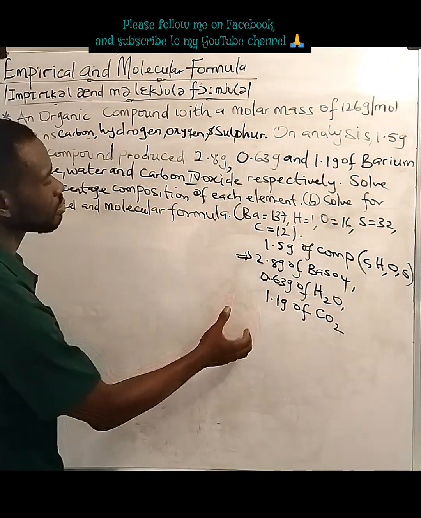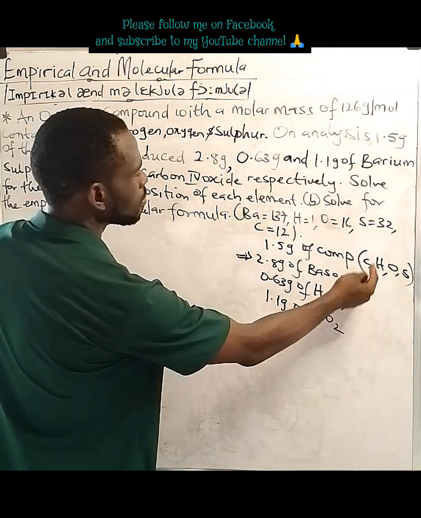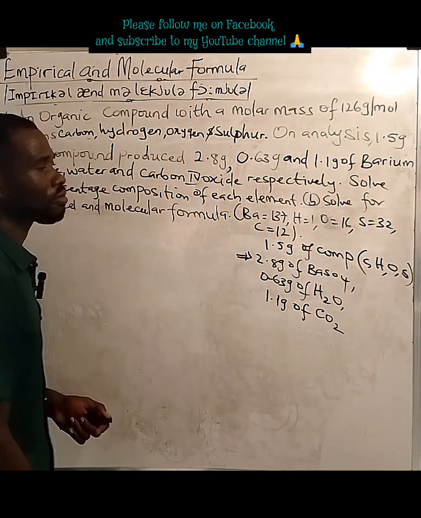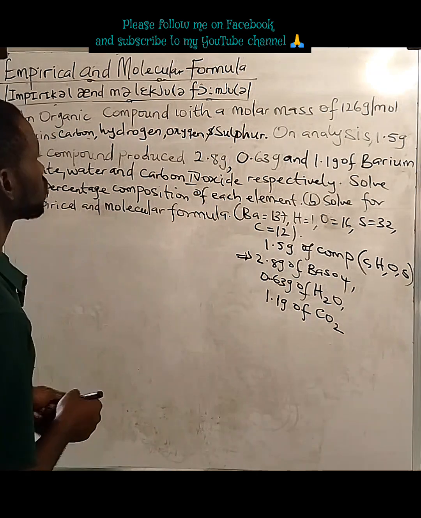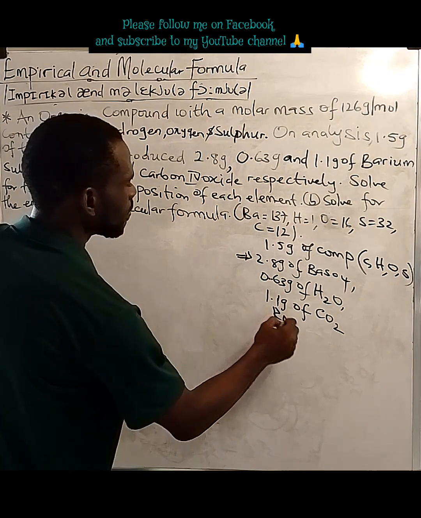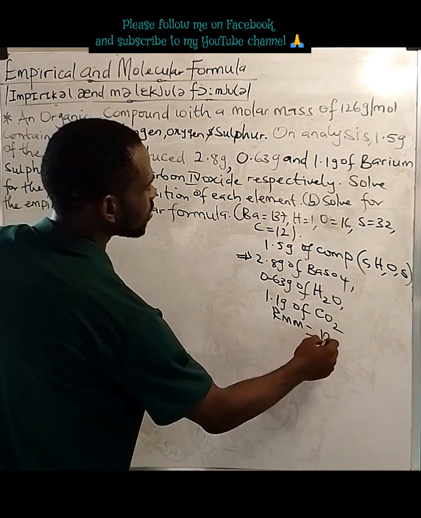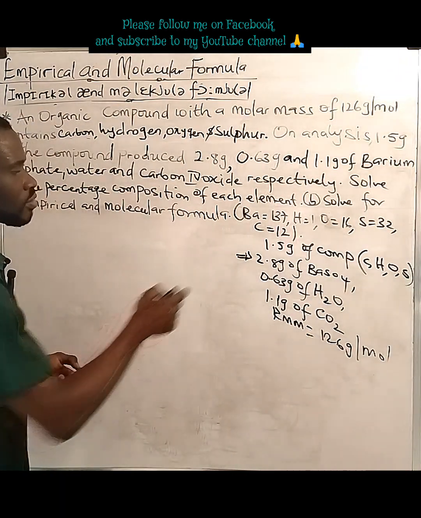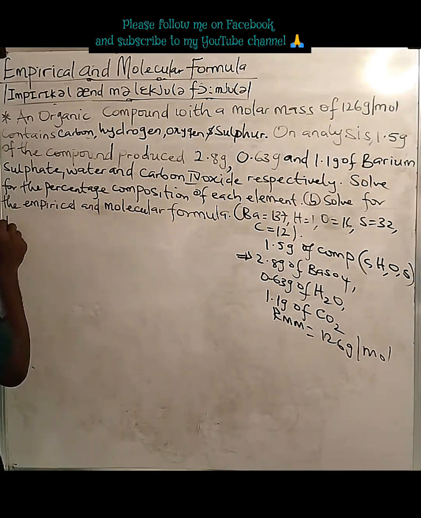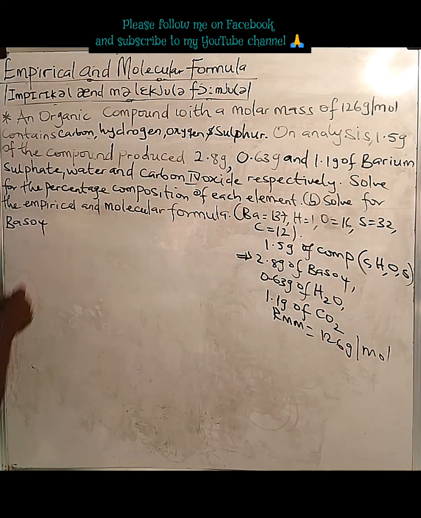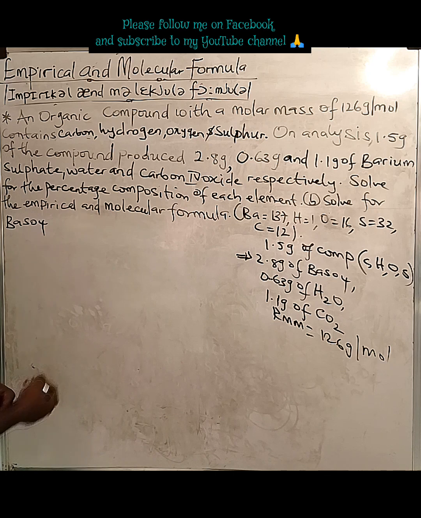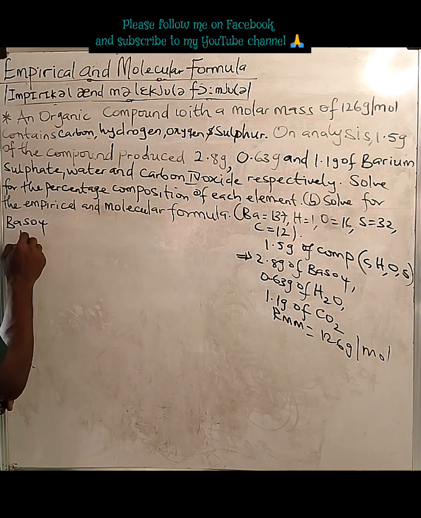So from all this, we're going to be bringing out the mass of carbon, hydrogen, oxygen, and sulfur that makes up this 1.5 gram of the compound. Also don't forget we're given the RMM, the relative molecular mass of this, 126 gram per mole. Very important. So we have everything stated out already. First of all, barium sulfate, BaSO4. We're going to get the relative molecular mass of BaSO4. So barium, one atom of it, 1 times barium mass 137 atomic mass unit.